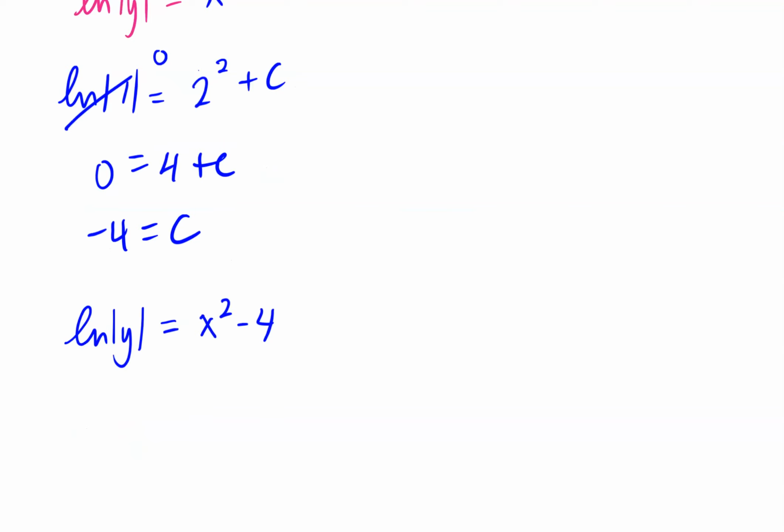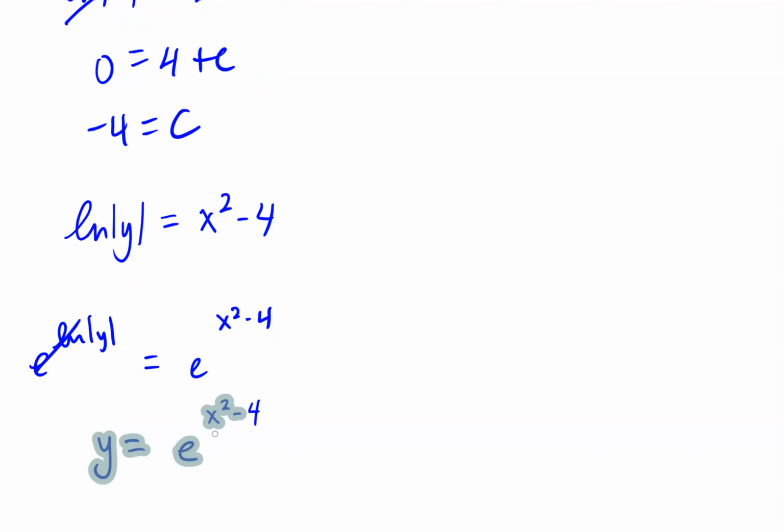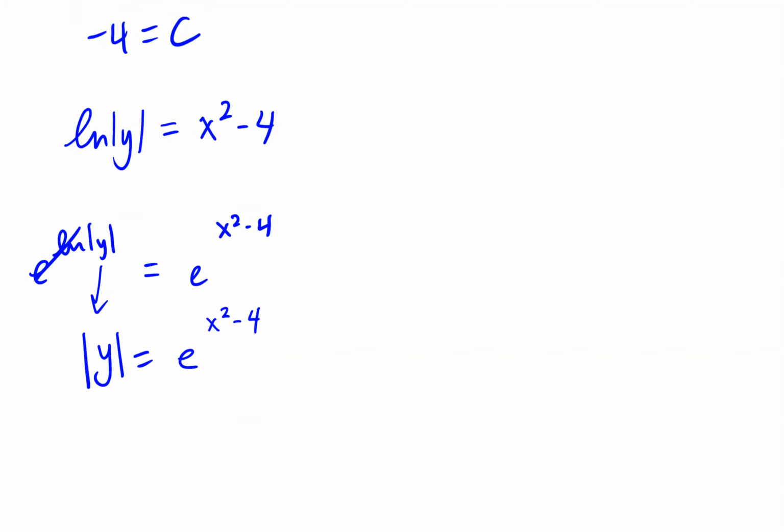I would like to put each side as e to the power: e to the ln of absolute value of y is equal to e to the x squared minus 4. Okay, so what you get is the absolute value of y is equal to e to the x squared minus 4. And the reason, right, we had the absolute value, so I have to leave the absolute value. So we're not done. We can't just leave it as absolute value of y.